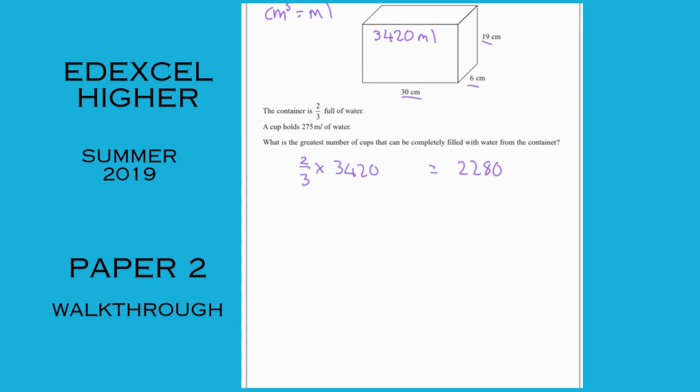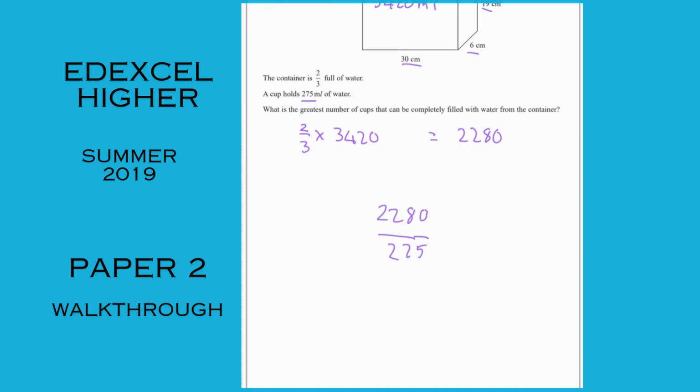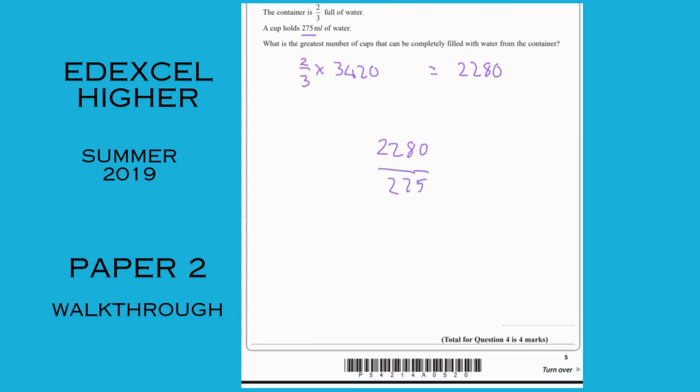And I'm getting 2,280. A cup holds 275 ml, so that means we need to divide to see how many cups we can fill. And no matter what answer we get, it's about being completely filled. So even if the answer was 0.9, it still gets rounded down. In this case, though, no need to worry about that. It was 8.2909, but rounded down if it's about how many are fully filled.